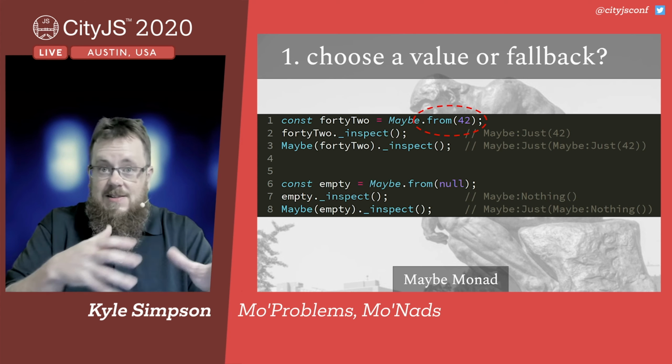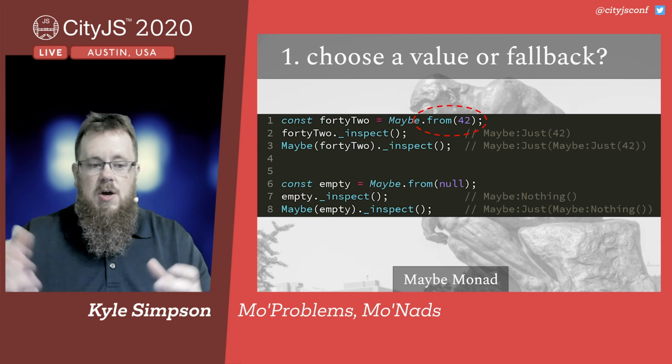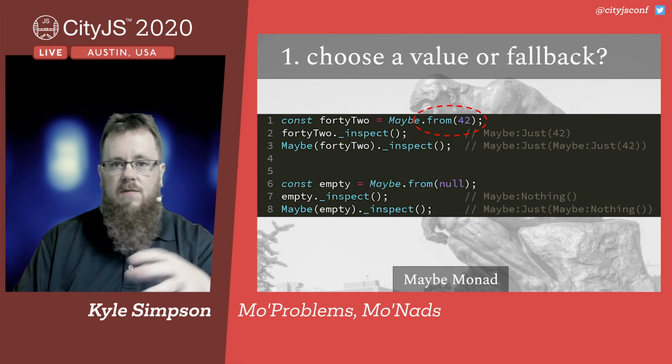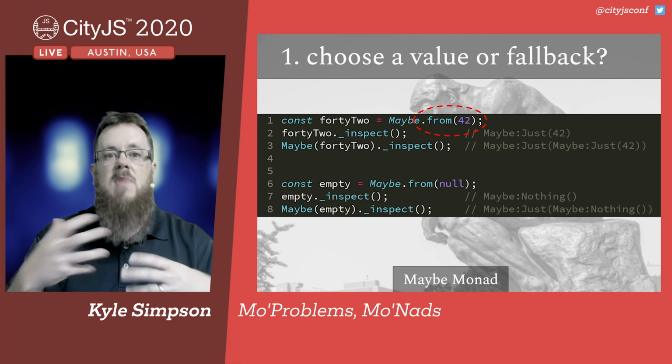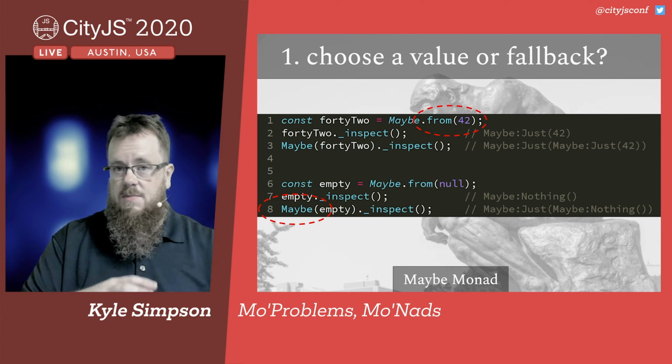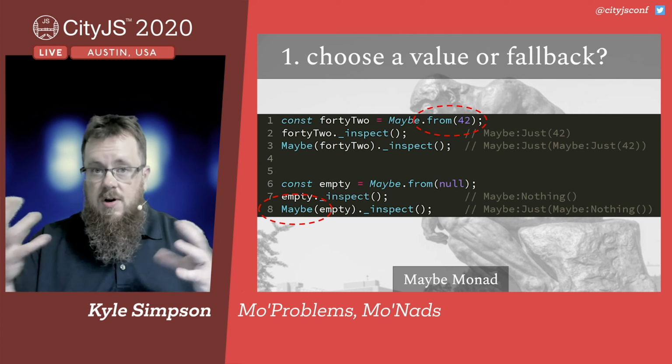We can inspect it and see that it's holding, maybe just wrapped around that value 42. The same thing when I pass in a .from null, like on line 6, we're getting a maybe nothing out of that. Now, I want to call out that on line 8, I'm not using the maybe from. That's the maybe unit constructor.